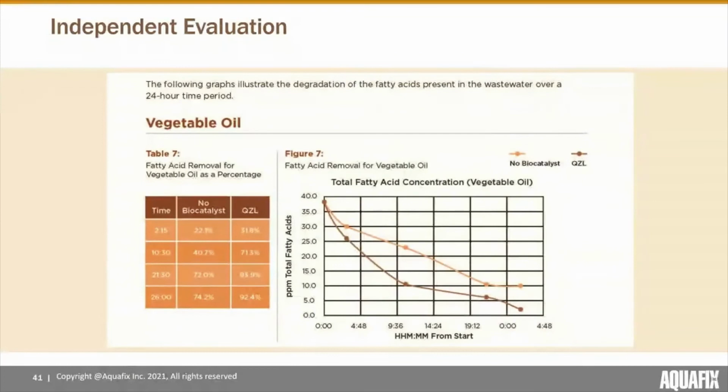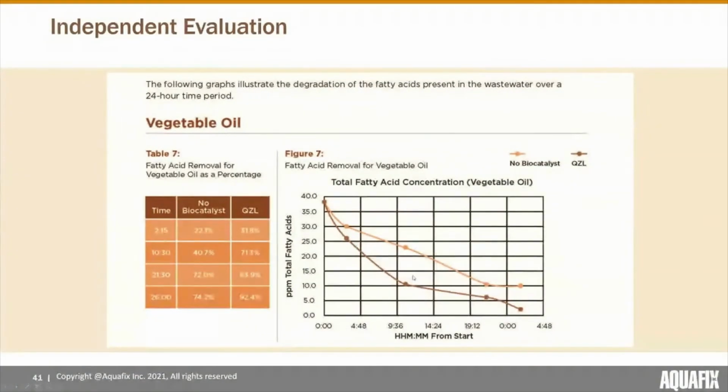to reduce levels of fatty acids in a mixed liquor sample with added fat. And he added a wide variety of fat to the study. Here's vegetable oil. You can see we're getting sort of a peak separation between no biocatalyst and Quiczyme L at about 10 hours.